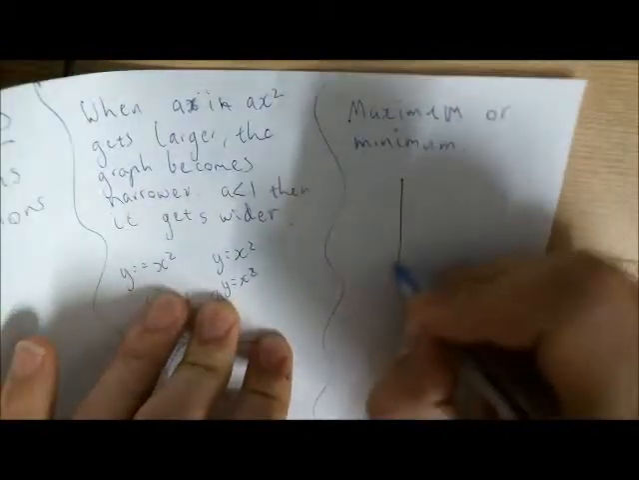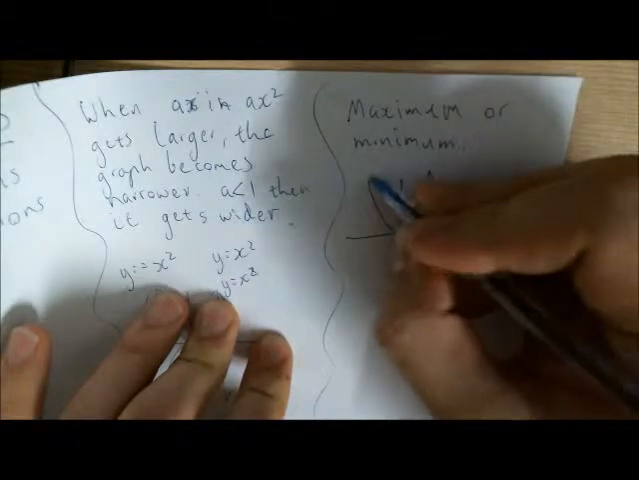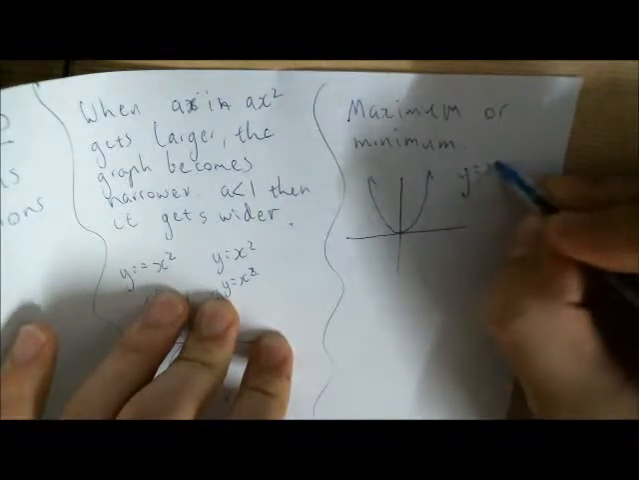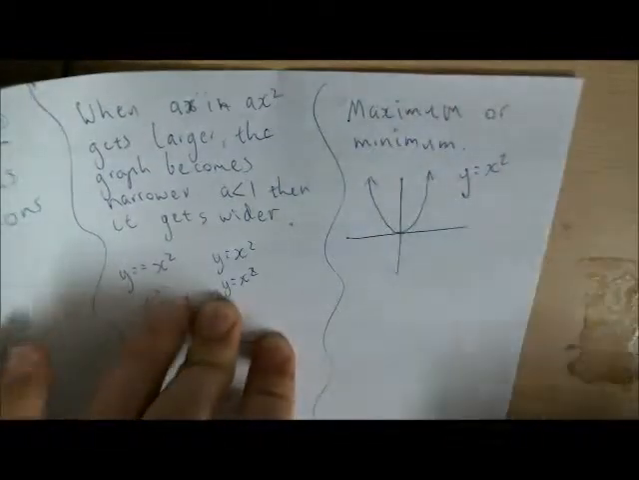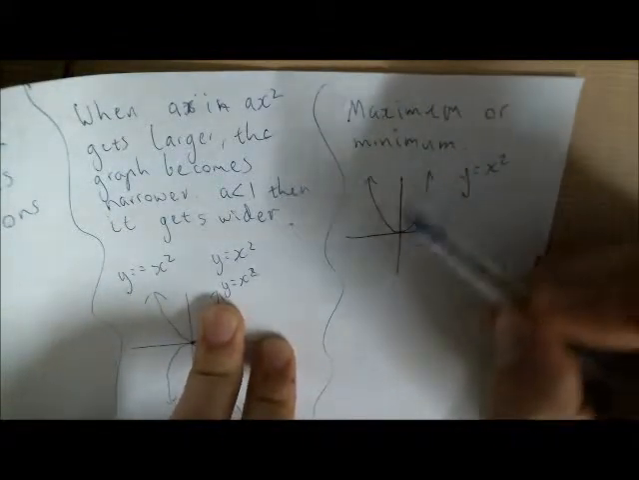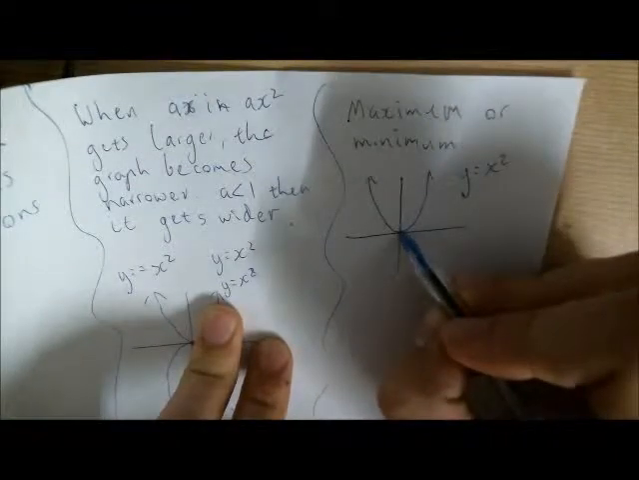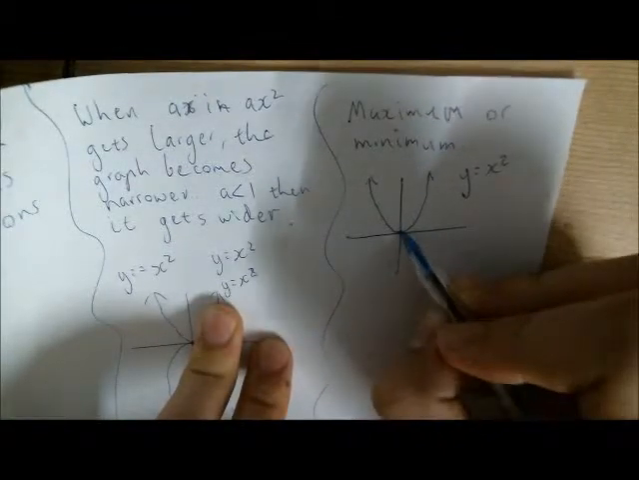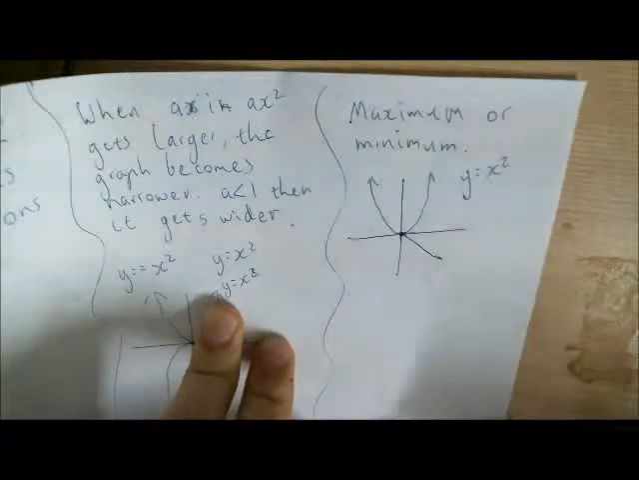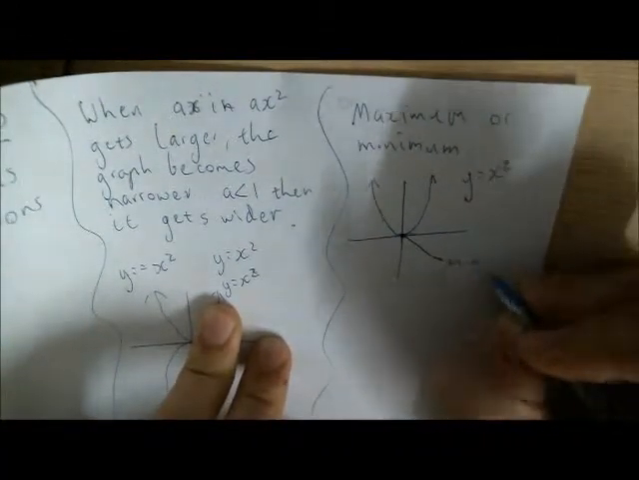Now if I look at a y equals x squared graph, what we actually notice is it doesn't have a maximum, it just keeps going up. However, it does have the lowest point here. So this point where the graph turns, it's also called a turning point. We call this the minimum.